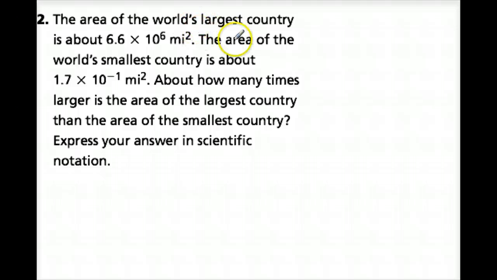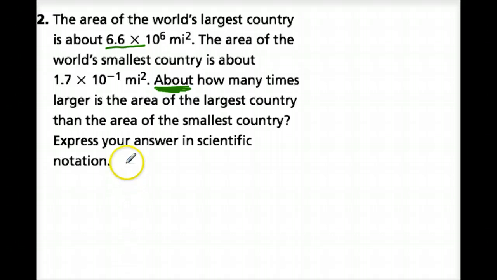Okay, the area of the world's largest country is about 6.6 times 10 to the 6th miles squared. The area of the world's smallest country is about 1.7 times 10 to the negative 1 mile squared. About how many times larger is the area of the largest country from the area of the smallest country, expressed in scientific notation? So first, I'm going to encourage you to look at this word about. This means we're going to be rounding.